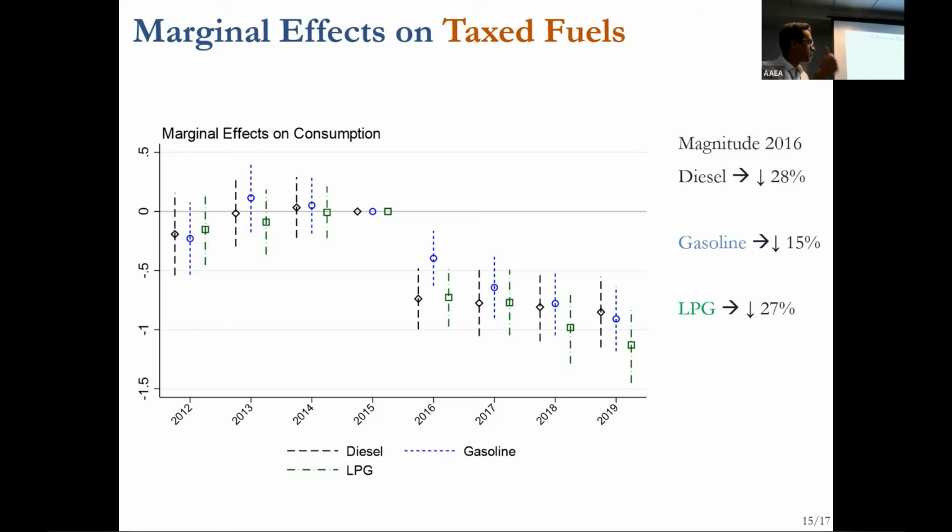And then for the taxed fuels, we see that there's a big decrease as well in the consumption of diesel, gasoline, and LPG. In 2016, this amounted to a 28% decrease in diesel, 50% decrease in gasoline, and 27% decrease in LPG.